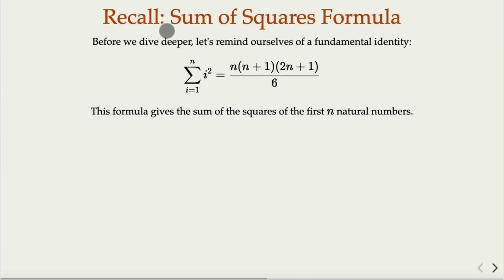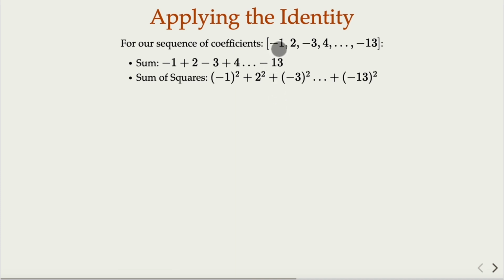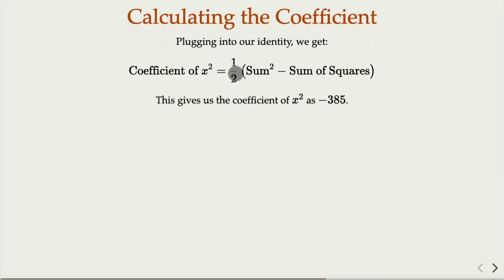You can verify this identity. It is also useful to recall that the sum of squares formula for integers from 1 to n is given by this formula. We're going to use that. Back to our problem. So we have coefficients negative 1, 2, negative 3, 4, and so on to negative 13. And the sum, right, if you add it up, and the sum of squares, you plug in the formula here, right? And then you could get the answer. That's easier than the brute force one. So I hope you appreciate the trick here.